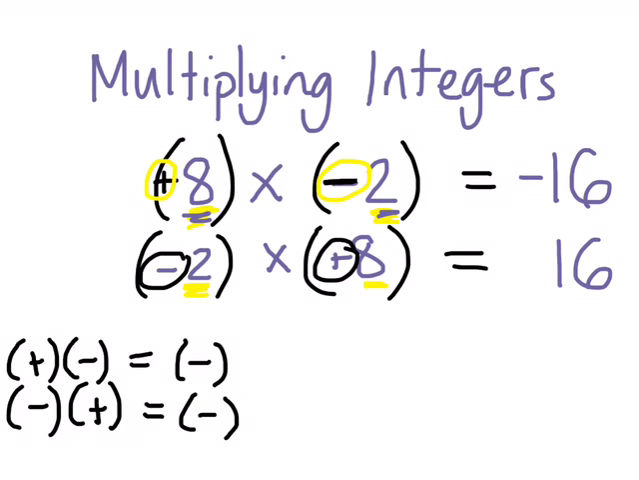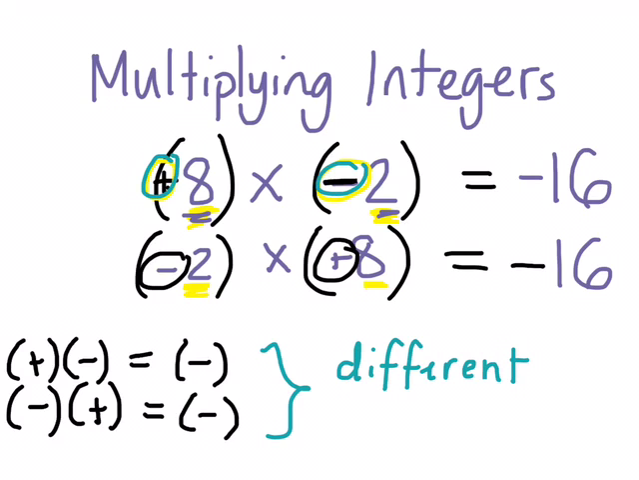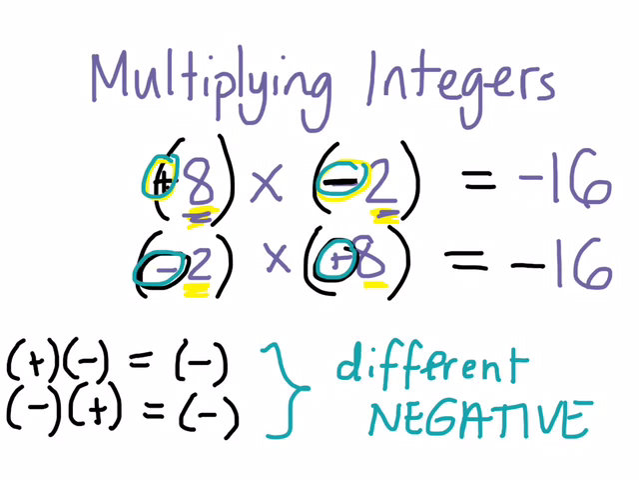The order actually does not matter. If we multiply a positive times a negative, it's going to be negative, and a negative times a positive, it's still going to be negative. Okay, the order that you multiply in doesn't matter. I have a positive and a negative, and I have a negative and a positive. Are the signs the same or are they different? They're different. I have a positive and a negative, and here they're still different. When the signs are different, your answer is always negative.